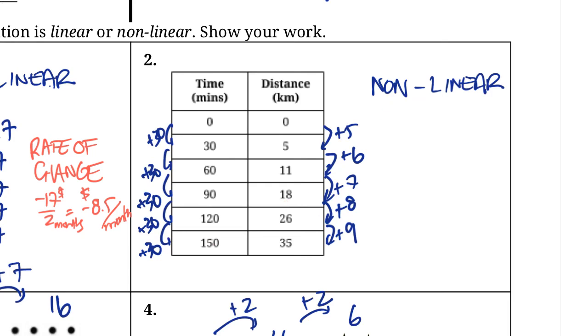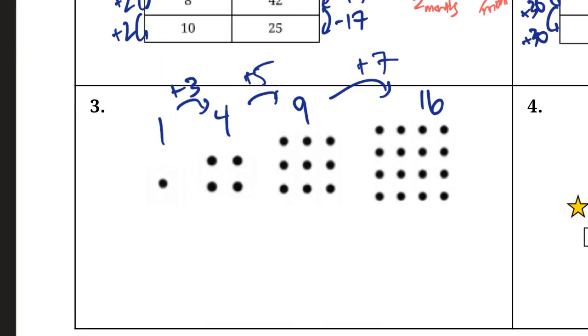Okay, moving on. Third question here. Here I had to count the dots. The numbers of dots were 1, 4, 9, 16. That was the number of dots. And you'll see, to get from 1 to 4, we had to go up by 3, then we had to go up by 5, then we had to go up by 7. Again, there's a pattern here, but are all those values the same? No, so it is nonlinear.